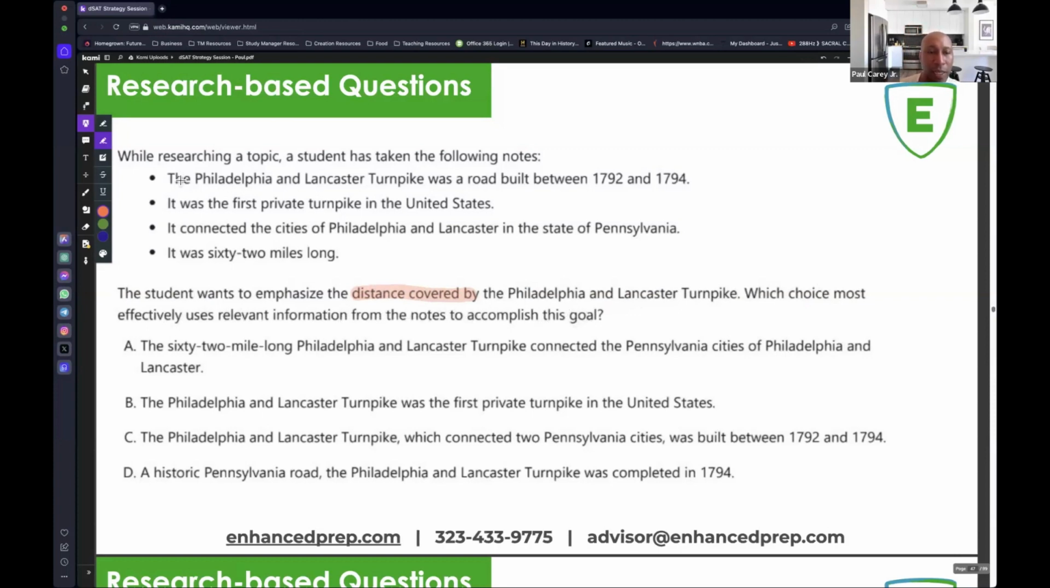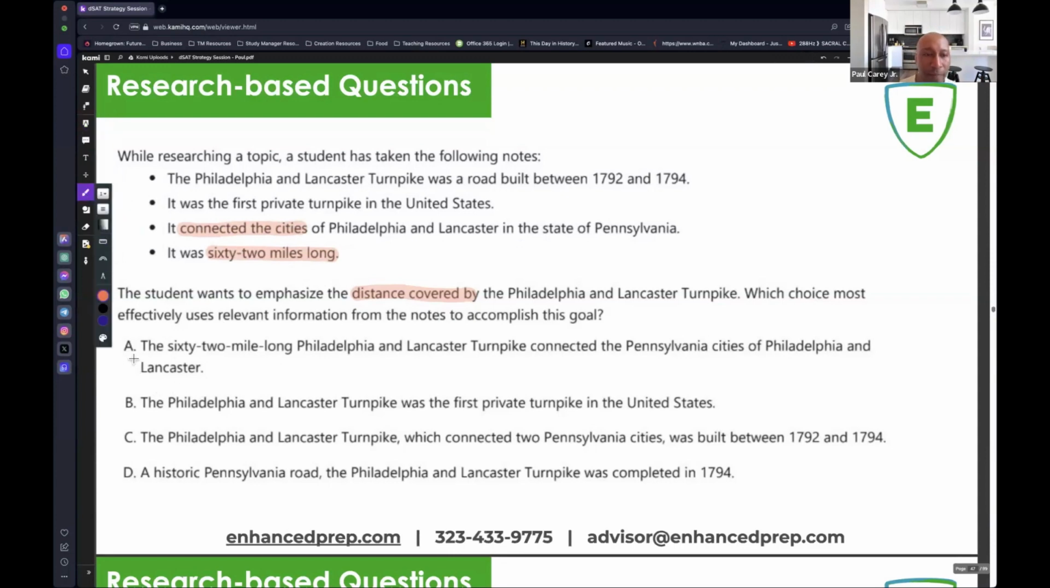Okay, so let's check out the information. The Philadelphia and Lancaster Turnpike road was built in this time. Okay, that doesn't really talk about distance, so we know that's not going to be as important. It was the first private turnpike in the U.S. Okay, cool. It doesn't really talk about the distance that was covered. It connected the cities of Philadelphia and Lancaster in the state of Pennsylvania. Well, this kind of talks a little bit about that. And then it was 62 miles long. Okay, cool. So we know that it was 62 miles long and it connected these two places. So now we can use that to use our process of elimination to get rid of our answer choices.